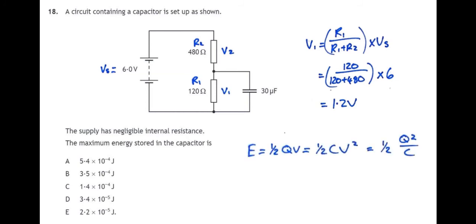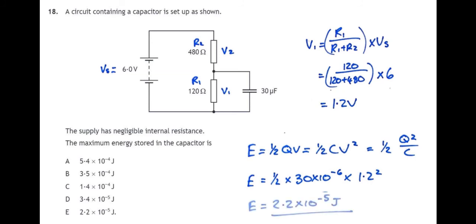Now we have this formula, E equals a half QV equals a half CV squared equals a half Q squared over C. We don't know anything about charge, so the first and last of those formulas are no use to us. We have to use the middle one, E equals a half CV squared. So we multiply a half by the capacitance of the capacitor, 30 times 10 to the minus 6, times 1.2 squared, which is 2.2 times 10 to the power minus 5 joules. Answer E.